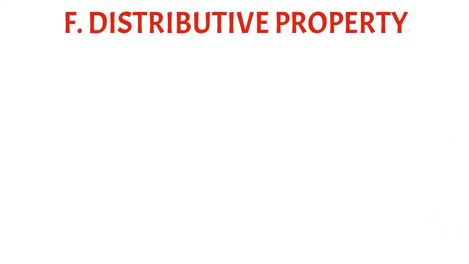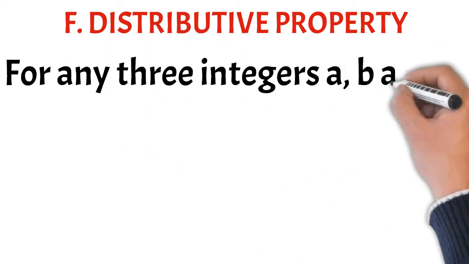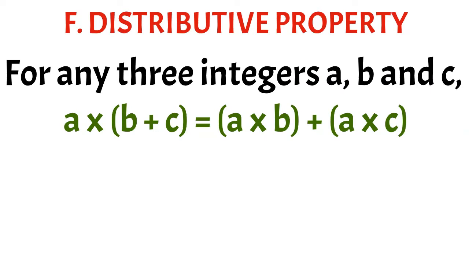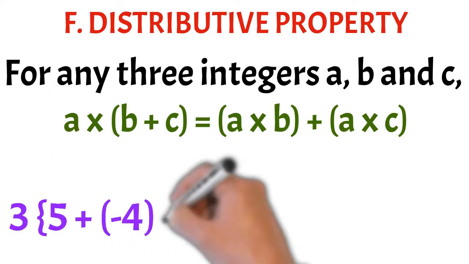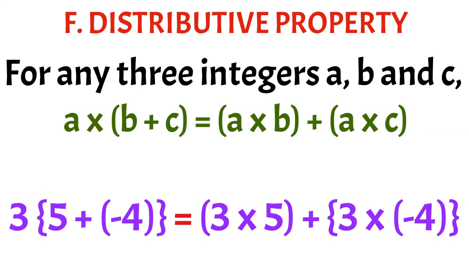Distributive property of multiplication says that for any three integers a, b and c, a into (b plus c) equals a into b plus a into c. For example, 3 into (5 plus minus 4) equals 3 into 5 plus 3 into minus 4.